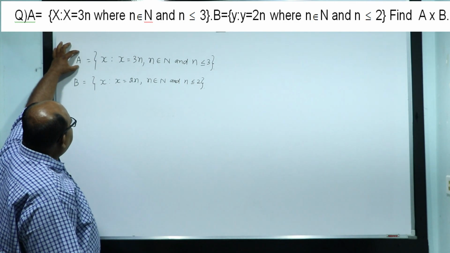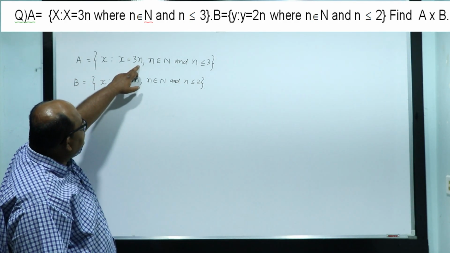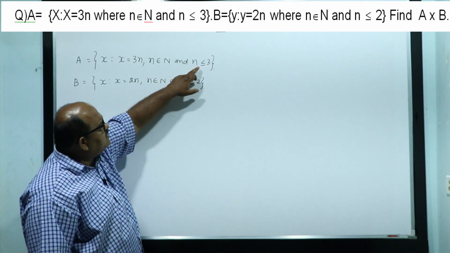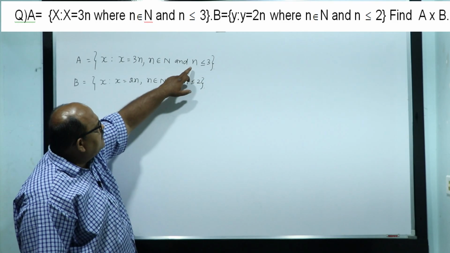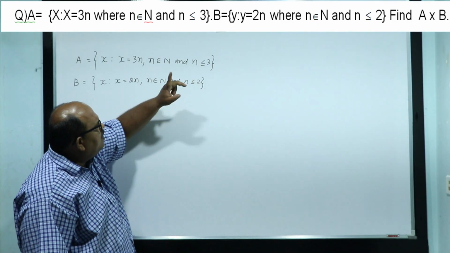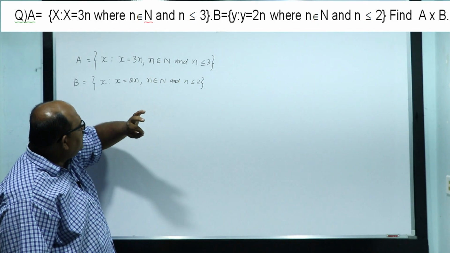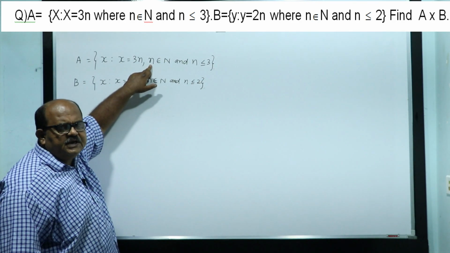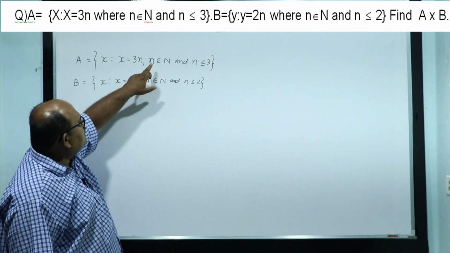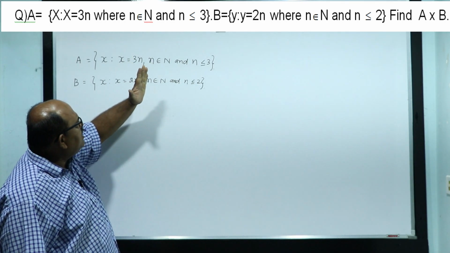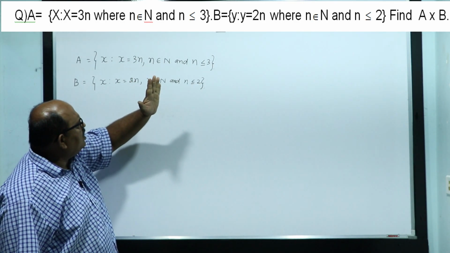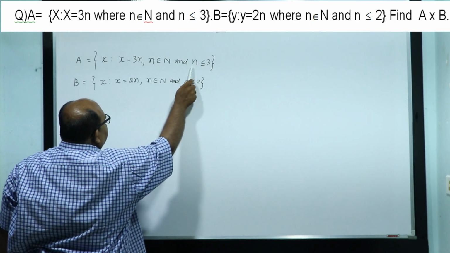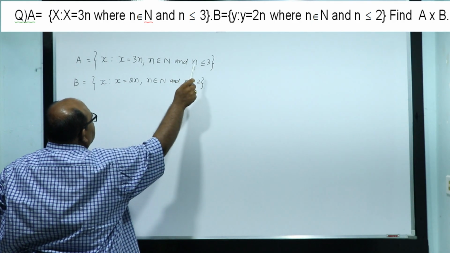Look at the set A given: x such that x is equal to 3n, n belongs to the natural number set and n is less than or equal to 3. It means the value of n can be 1, 2, 3. Why? Because n belongs to the natural number set, which starts from 1: 1, 2, 3, and so on. It is given n is less than or equal to 3, so clearly n is equal to 1, 2, 3.